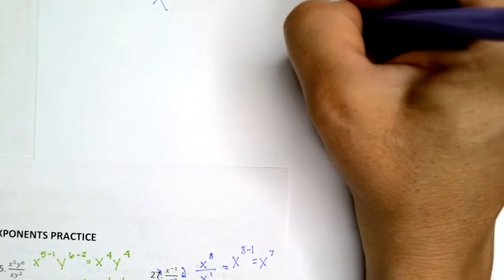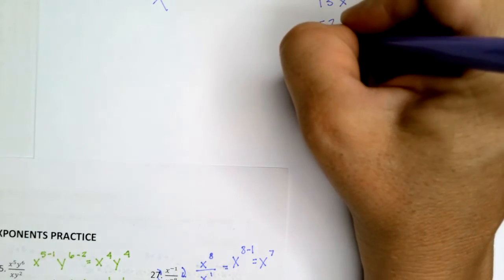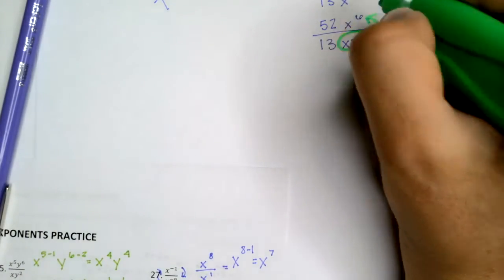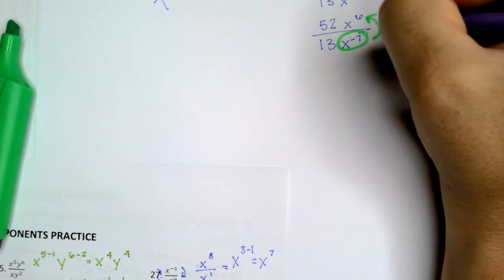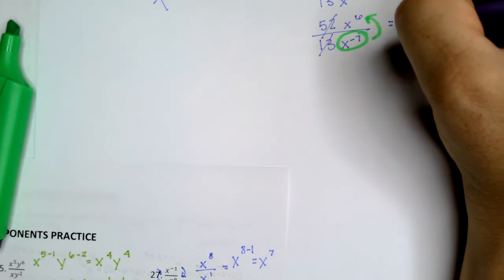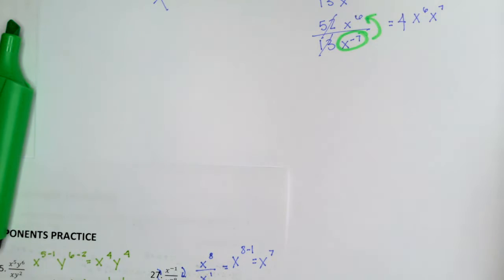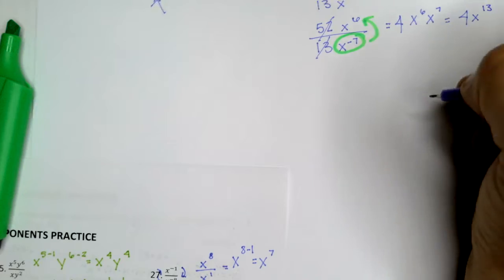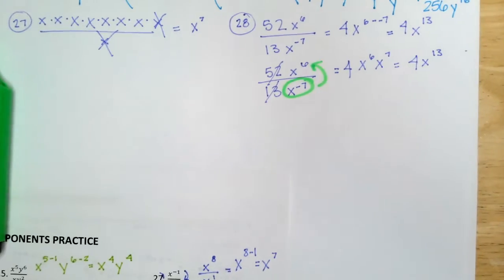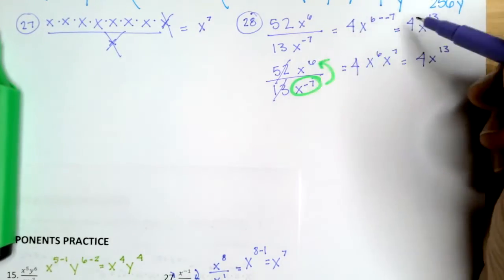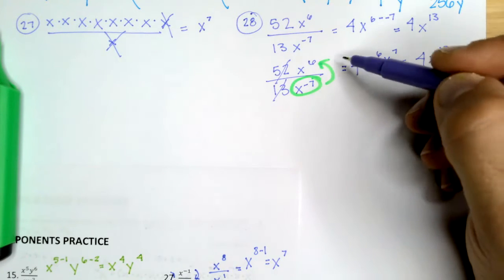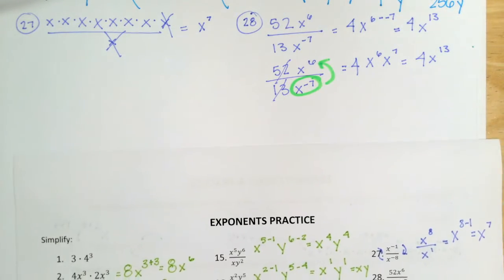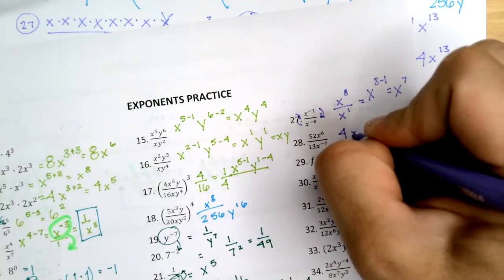Or you can say 52 x to the 6th over 13 x to the negative 7, and you can say, oh, that's a negative exponent. I want to move it across. So that becomes 4, right? Get rid of those. x to the 6th, x to the 7th, because I moved it up. And then I just add those. And it's the same answer. So I could leave them at the bottom and make it a subtraction problem, subtracting the negative, or I could move it to the top and make it an addition problem and add the positive. Either way, I get 6 combined with 7 is 13. So that's 4x to the 13th.